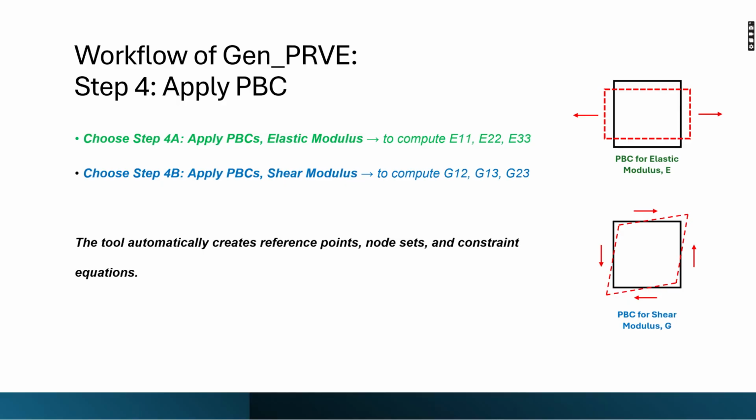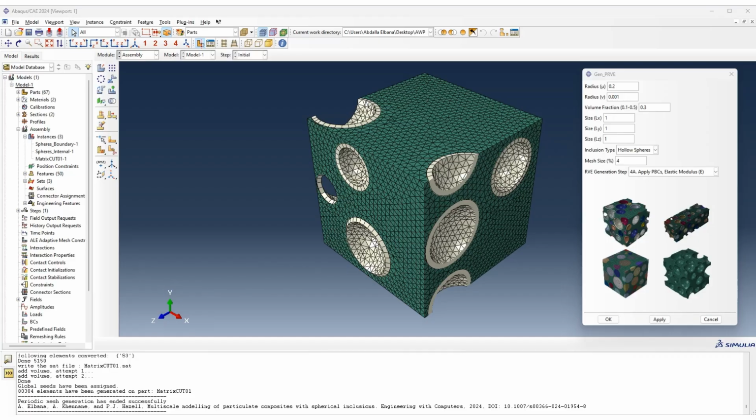Step 4 is to apply the periodic boundary conditions. You can choose Step 4a to apply PBCs for the elastic modulus, which will compute E11, E22, and E33. Or you can choose Step 4b to apply PBCs for the shear modulus, which will compute G12, G13, and G23. You can alternate between them at any time.